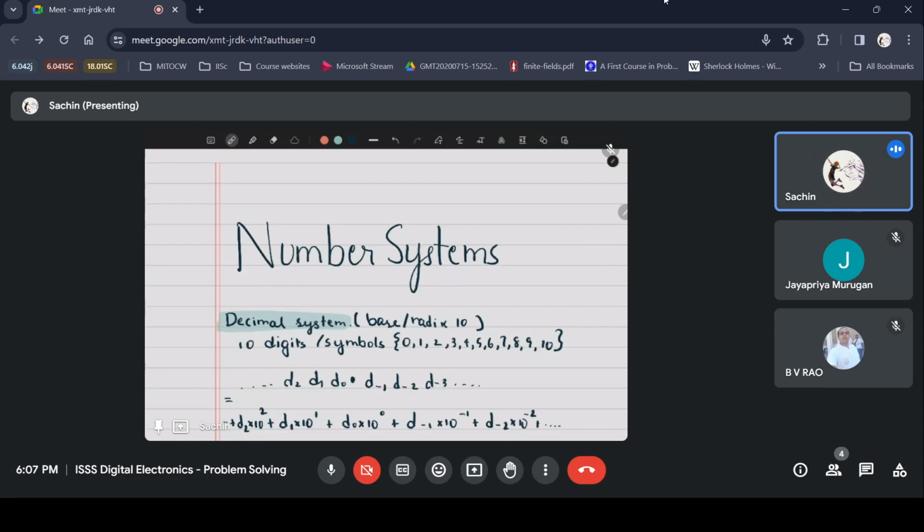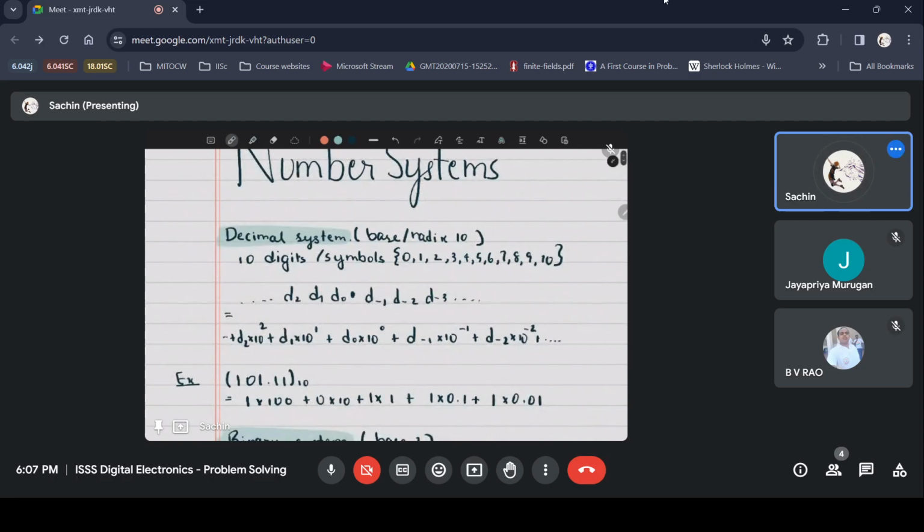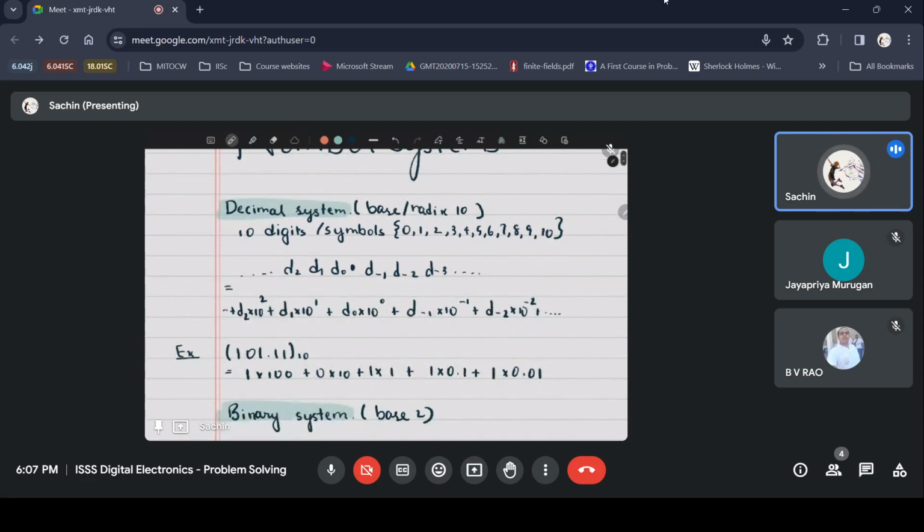So we are going to look at number systems today. We already know the decimal number system, where the base of the system, or the radix, is 10. What that means is that there are 10 different symbols, and each of them represents a different quantity from 0 to 9. And when you write out a number in the decimal system, the place value of each of the digits is a power of 10. So that's why it's called the decimal system.